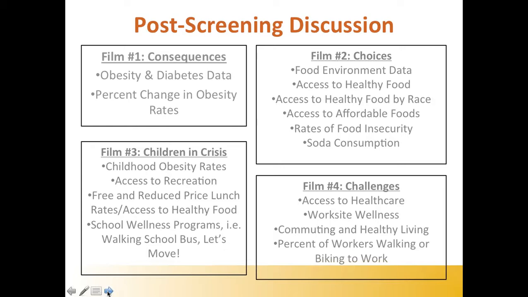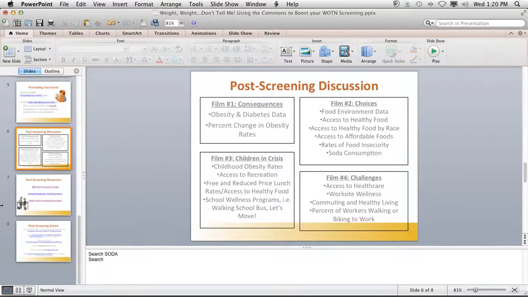Film 4 deals with challenges, so access to healthcare, worksite wellness, commuting and healthy living, and those commuting patterns that you saw in the starter map, so looking at the percent of workers walking or biking to work.